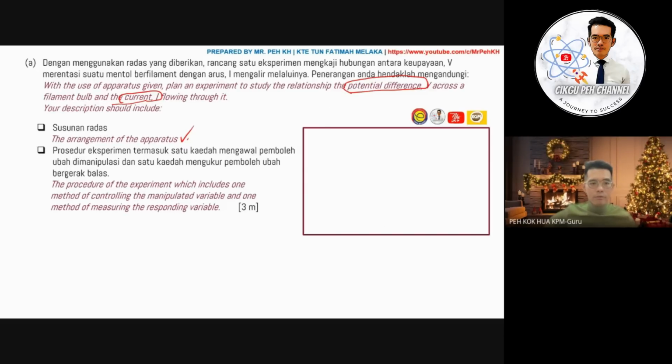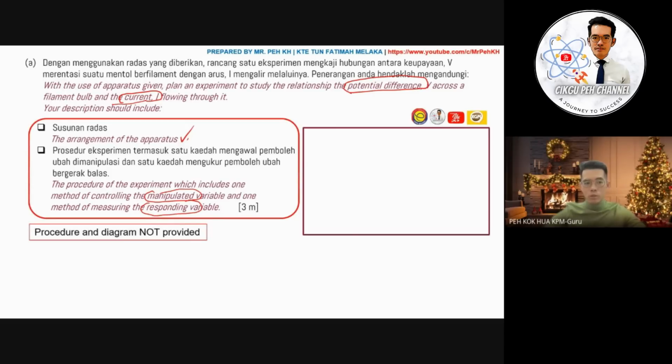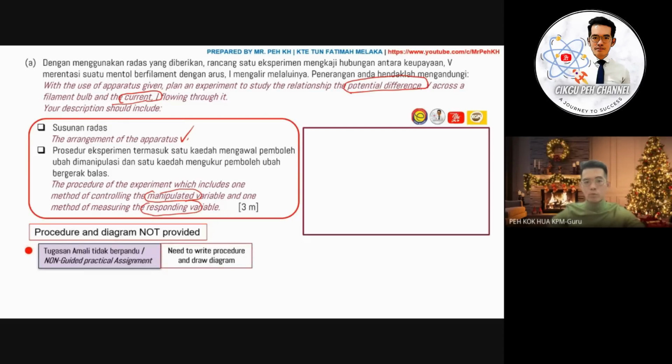Okay, then the procedure of the experiment, which includes one method of controlling the manipulated variable and one method of measuring the responding variable. So here you need to include MV and RV in your procedure. See, no procedure and diagram are provided in the question. As mentioned just now, procedure and diagram are not provided, so this is the Tugasan Amali, tidak berpandu. You need to write the procedure and draw the diagram, which is here 3 marks. Sometimes it will be 4 marks.